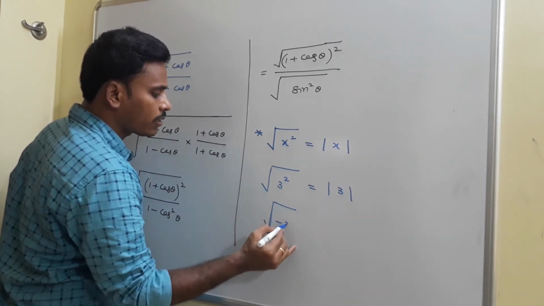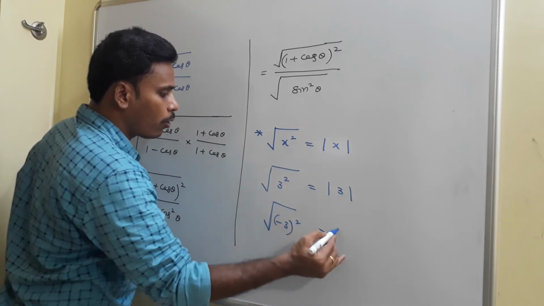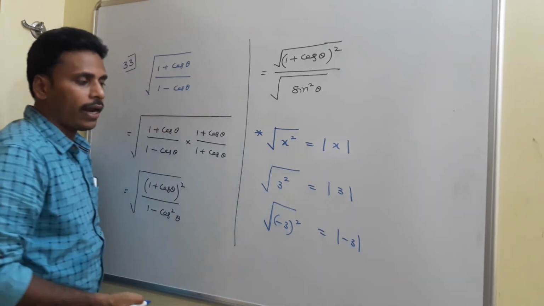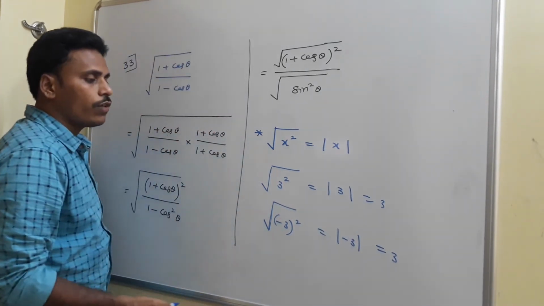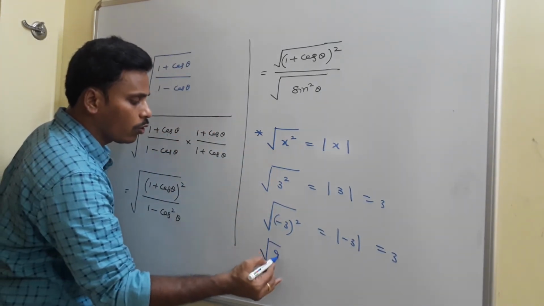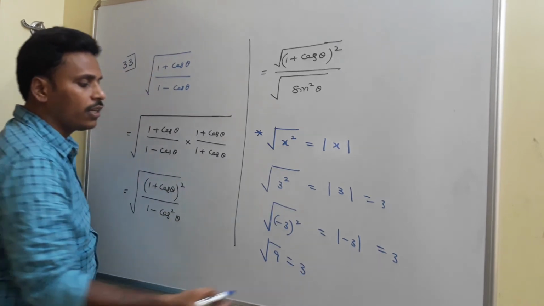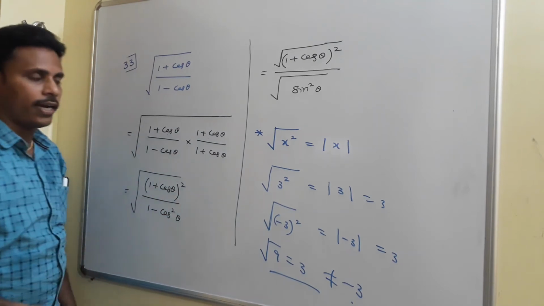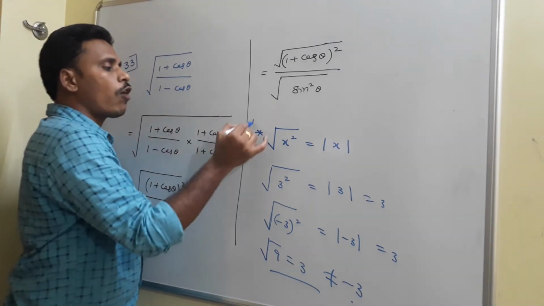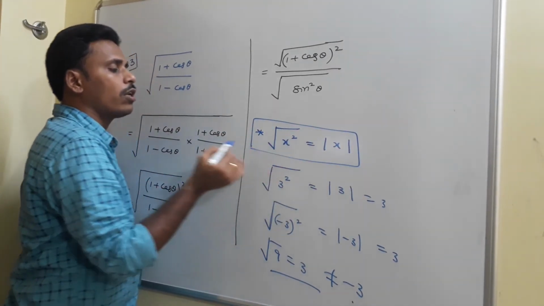Root of minus 3 whole square is equal to what? Modulus of minus 3 only, right? And at the end this is 3 and this is also 3. That's why we say that root 9 is equal to 3 only. Root 9 is not equal to minus 3. This is correct and this is a wrong idea. So root of x square is just nothing but modulus of x.